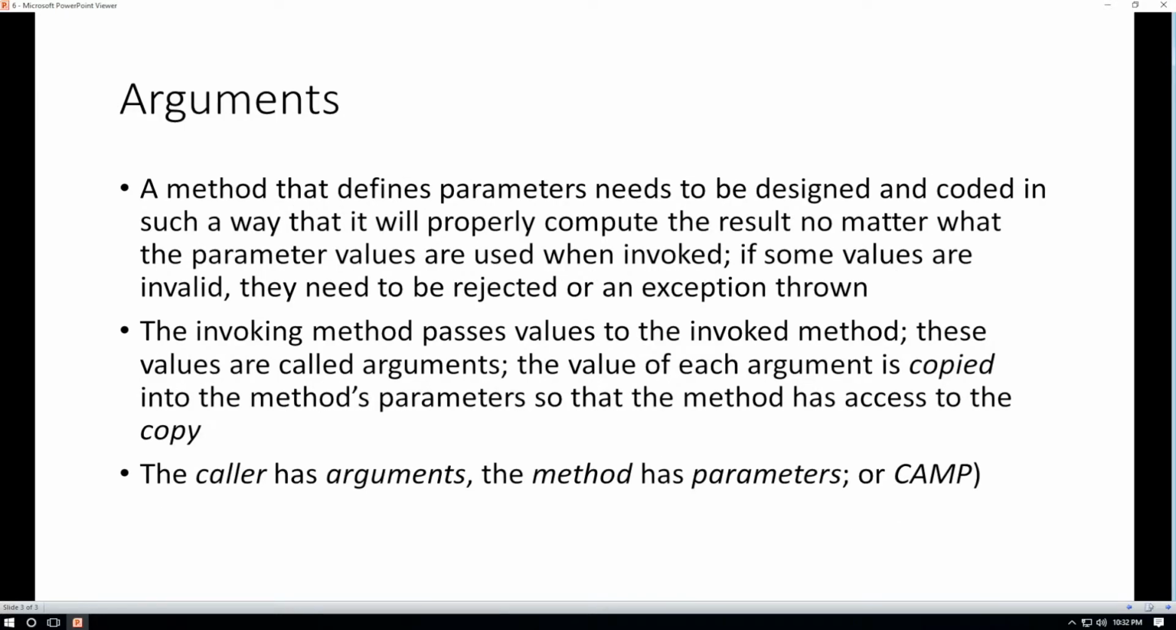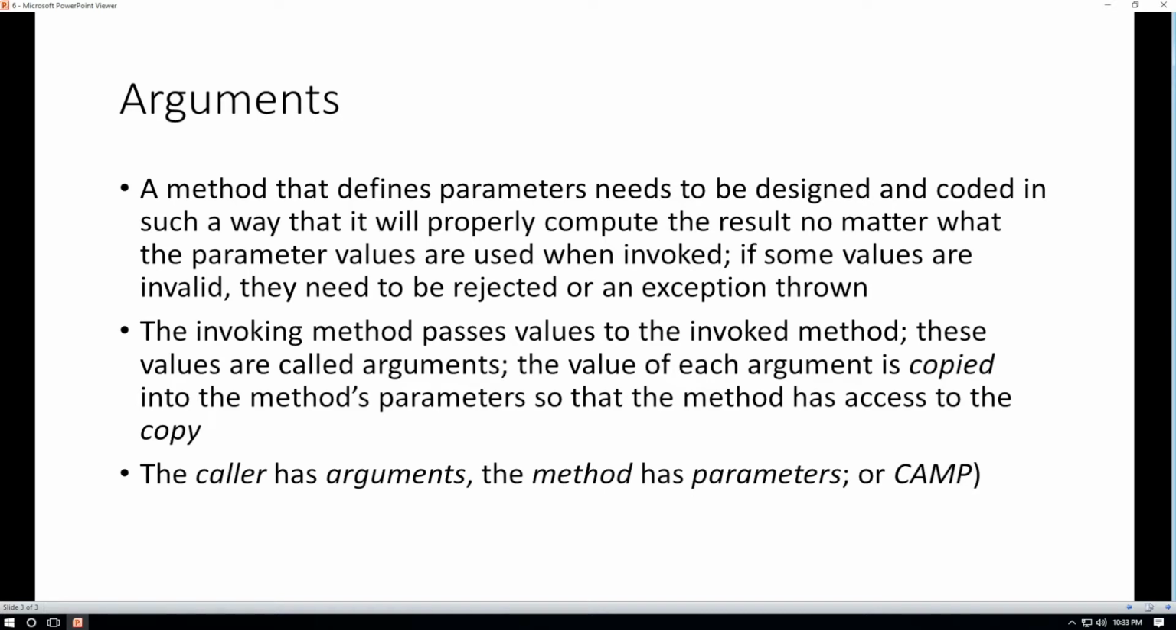A method that defines parameters needs to be designed and coded in such a way that it properly computes the result regardless of what numbers we pass in. The method is an algorithm. It answers the question of how do I compute the value? We do not give it actual values to compute when we're writing the method body. We say, given any value that matches this parameter, how do I go about computing it? If a value is invalid, we either need to reject it or throw an exception saying that that value cannot be used. Otherwise, the algorithm needs to handle the value.